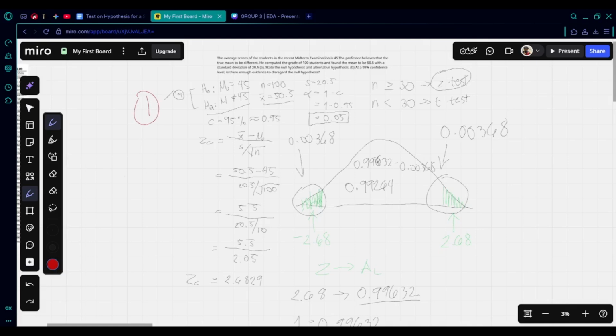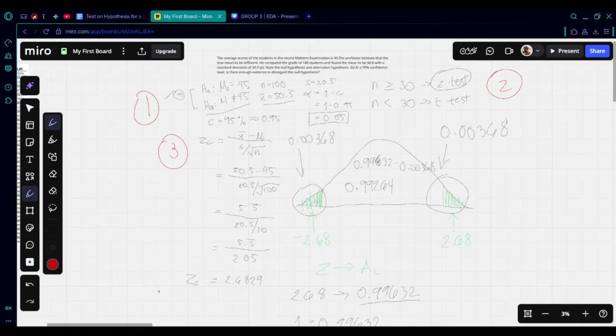Our second step, we determine the test that we will use. The test statistic, based on the condition where n is greater than 30, which is our n is 100, we use a z-test. So this is our second step. After we determine the appropriate statistical test, now we have the z-test, we now compute for the test statistic, by providing the given formula and computing it. This is our third step.